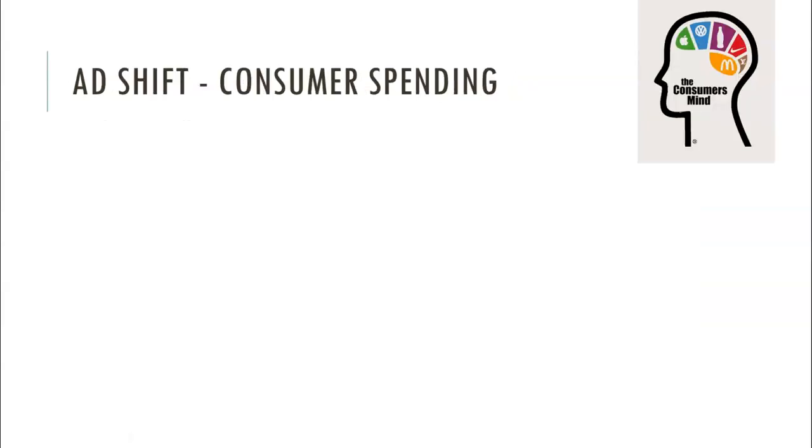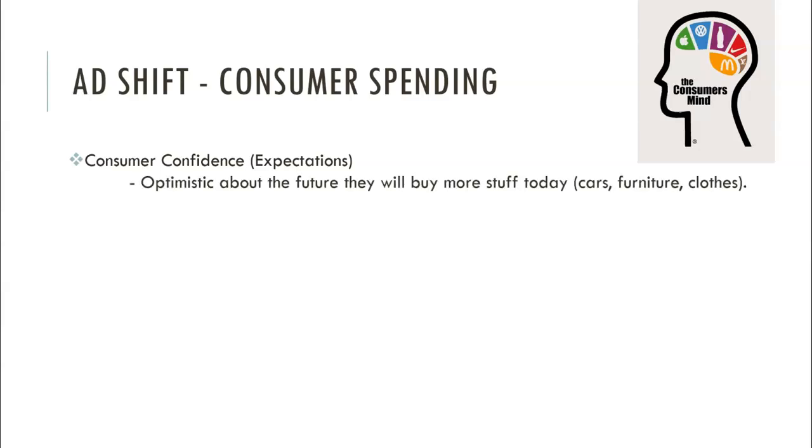Okay, so let's talk about some of the categories and things that might potentially shift aggregate demand. Consumer confidence is one of the biggest things that affects consumption levels. This is consumers' expectations about the future. When consumers are optimistic about the future, they're going to buy a lot more stuff today. They're going to buy more cars, they're going to buy more furniture, they're going to buy more clothes.